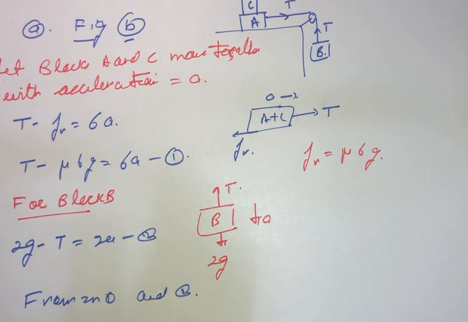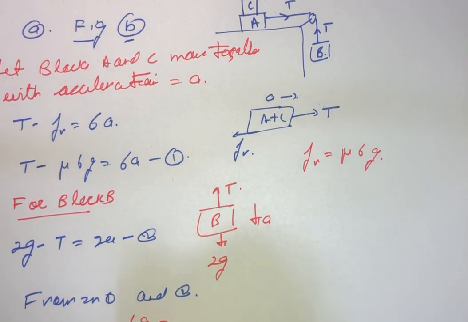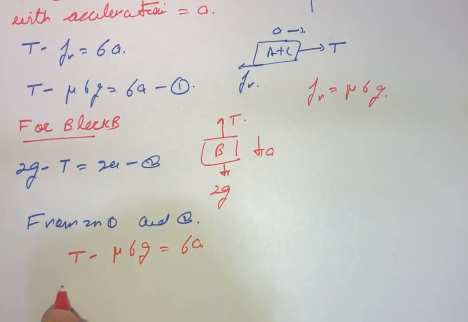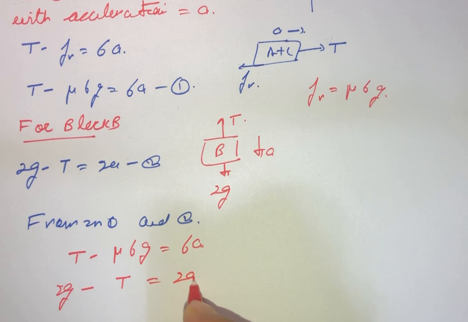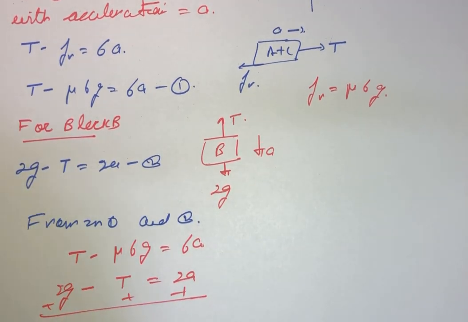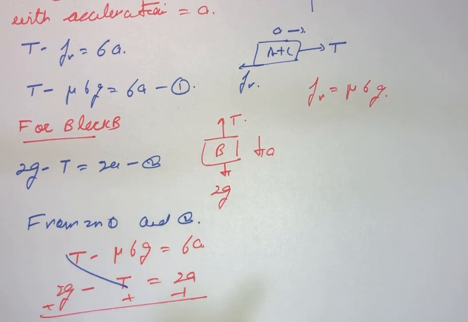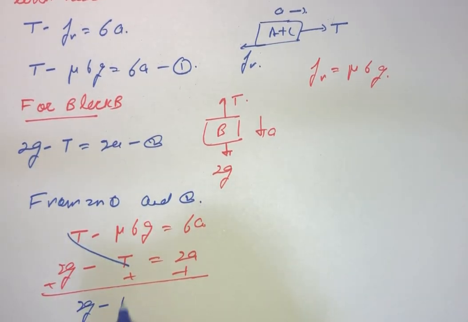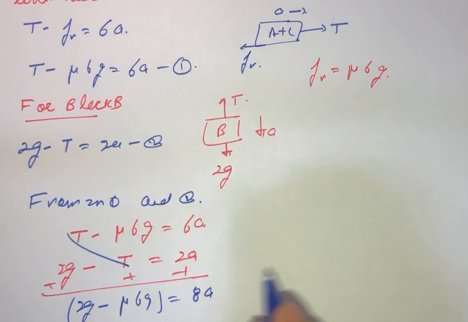Let me write it here. So we get T minus mu 6g is equal to 6a and 2g minus T is equal to 2a. We add them. So T cancels with T. So we get 2g minus mu 6g is equal to 8a.